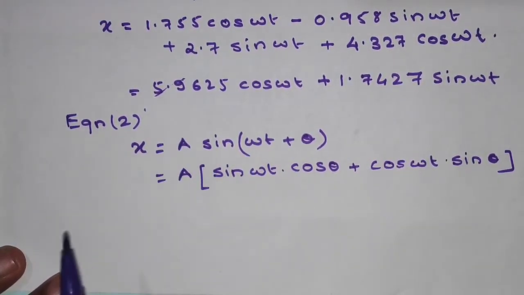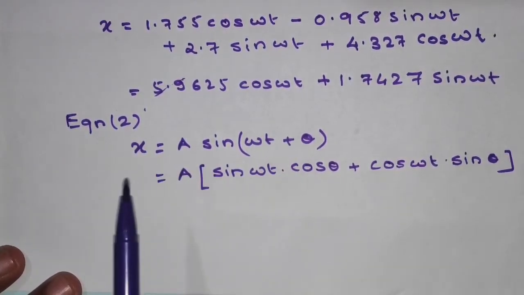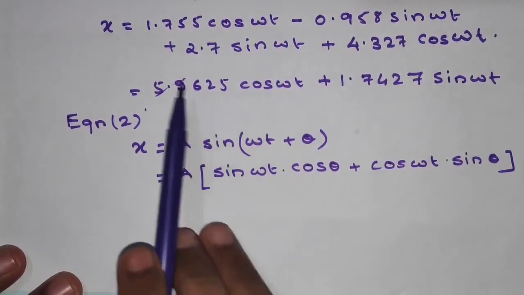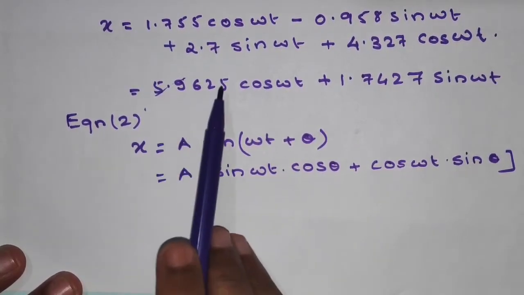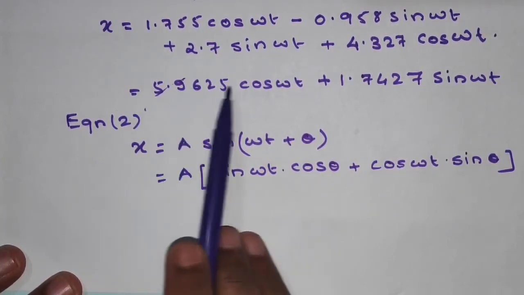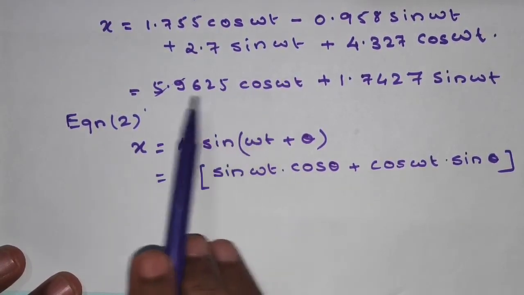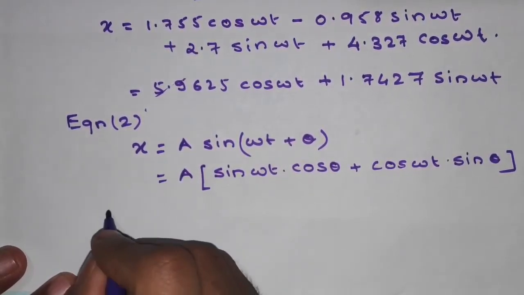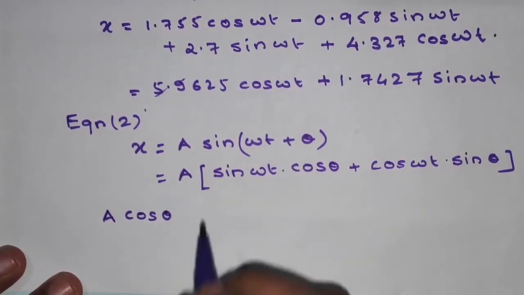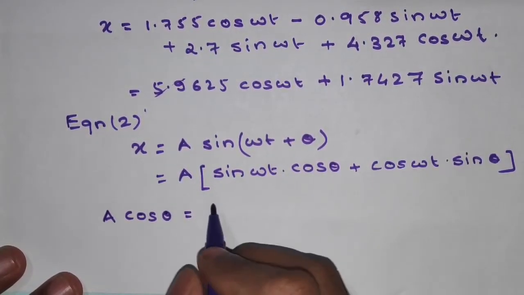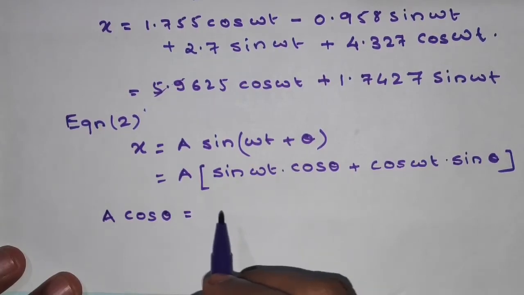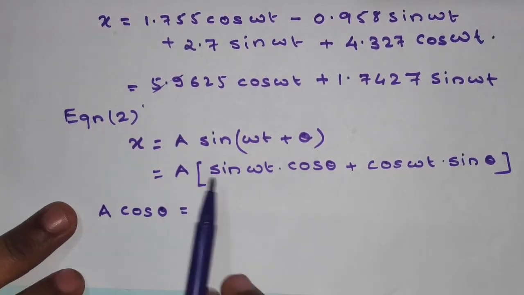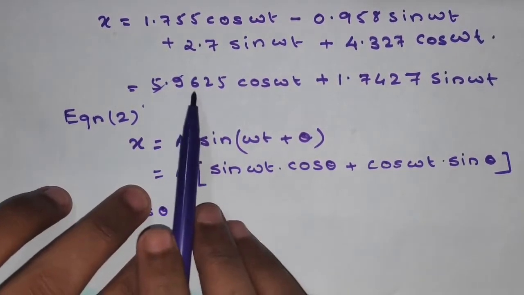Now we'll see what a cos theta and a sine theta are. From this equation we have a value here, which I can correlate with cos theta and sine theta. So we can say a cos theta will be equal to... Okay, so now we will compare this equation with the above equation.